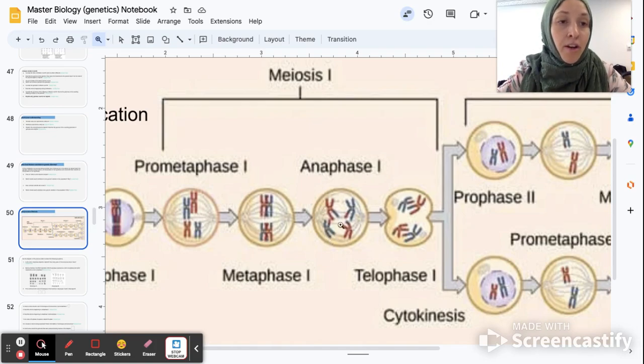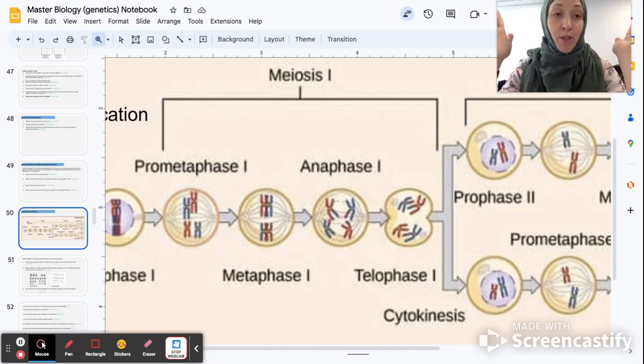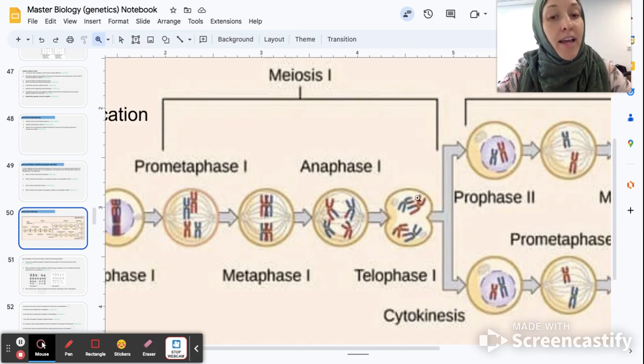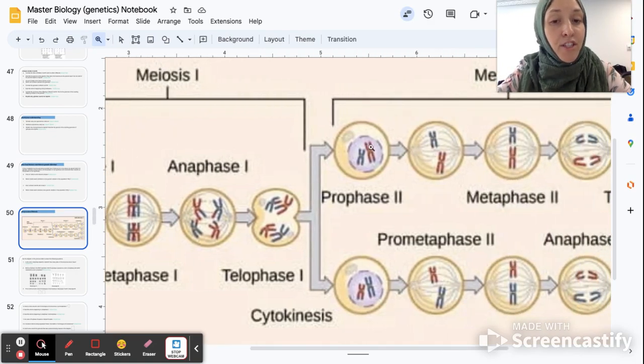So by anaphase 1, crossing over has finished, and my homologous chromosomes assort independently of each other into the 2 resulting cells. So they are independently assorting themselves into the 2 cells and then going into prophase 2. In prophase 2, this cell here is haploid because now I have 1 long chromosome and 1 short chromosome. So 1 long and 1 short.